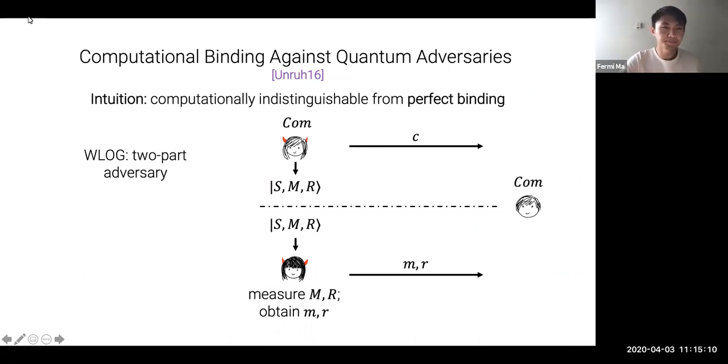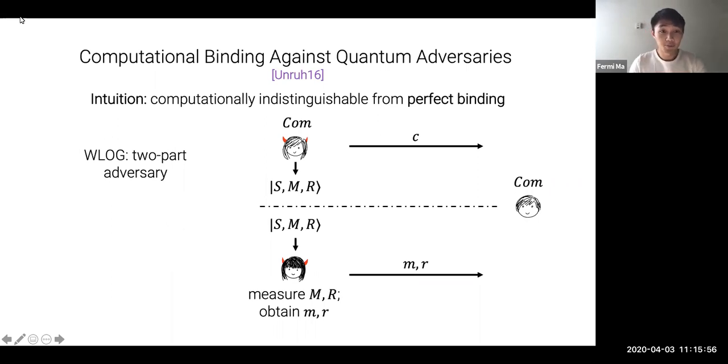Okay, so I'm going to work towards motivating and defining the right way to think about computational binding for quantum adversaries. And so what we're going to do is break up our adversary into this two-part adversary. The first part of the adversary, at the top, is going to come up with some commitment string C, and then she's going to output some qubits representing her state, some qubits representing her messages, and some qubits representing the openings R.